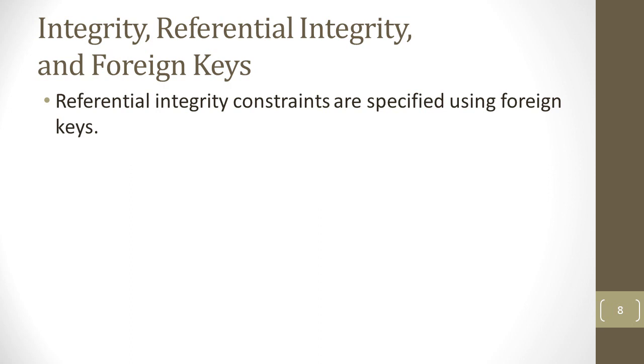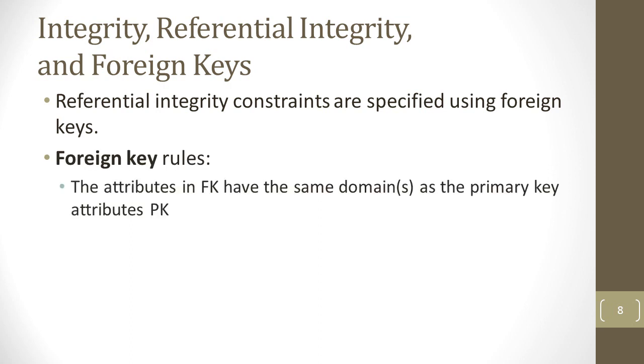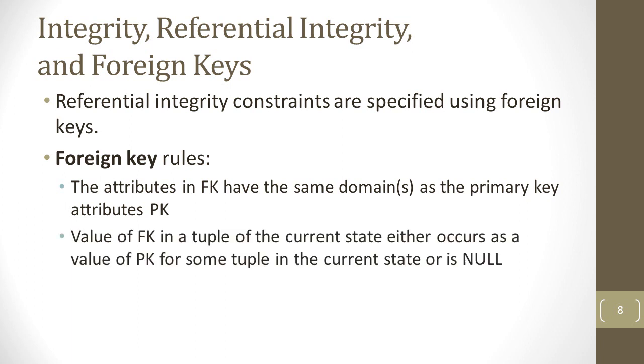So we're going to specify referential integrity constraints using foreign keys. This is something that's kind of been hinted at for a while in class. There are several rules about a foreign key. The attributes in a foreign key have the same domains as the primary key attributes. If, for example, major is specified as a numeric number to represent each major, and we're going to store that number in the student table, the domain is the same. We can't say it's only numeric in the major table, but then say it's alphanumeric in the student table. That domain has to be consistent.